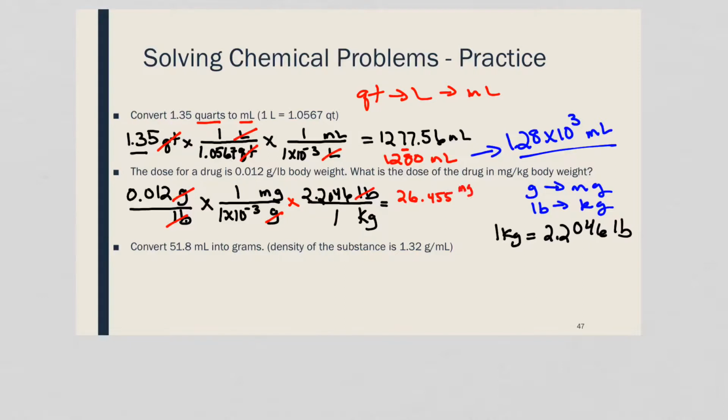26.455 milligrams per kilogram. Now, again, we can't forget about significant figures. We're going to be guided by our original number here, and we have 2 significant figures. So we're going to round this to 2 significant figures, so that would be the 6. The 4 says I don't touch it. So this ends up being 26 milligrams per kilogram. That's the answer.